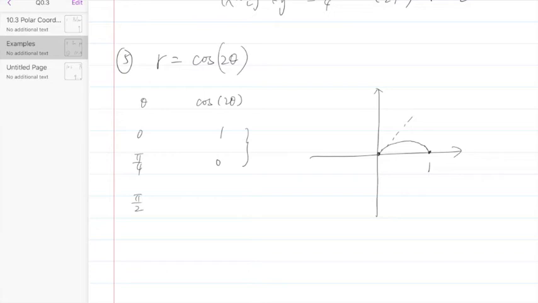Now going from pi over 4 to pi over 2, your cosine 2 theta went from 0 to -1. So that means starting from here, your r is actually here on the opposite side because your r is going to be negative, right? So for this angle, you're here. And then eventually you are at -1.